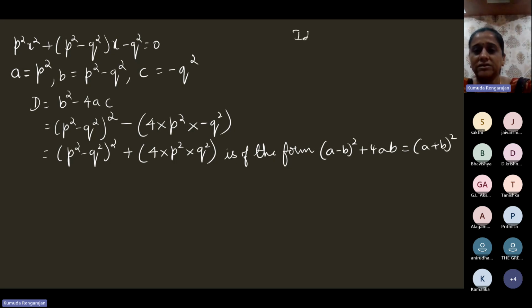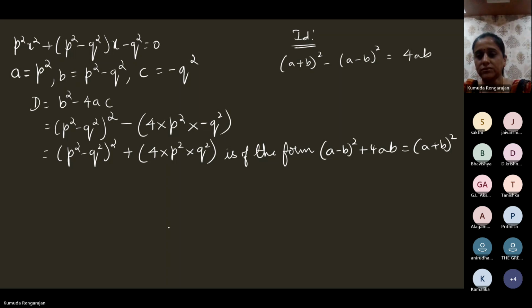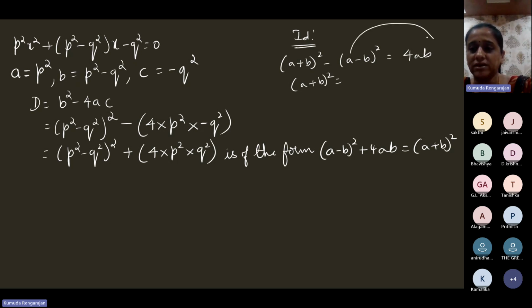See, a very important identity. The identity is A plus B the whole squared minus A minus B the whole squared is equal to 4AB. So from this identity, we have A plus B the whole square is equal to, when you transpose this, minus becomes plus, right? So it is A minus B the whole square plus 4AB. That's what you see here. So A minus B the whole square plus 4AB is A plus B the whole square.